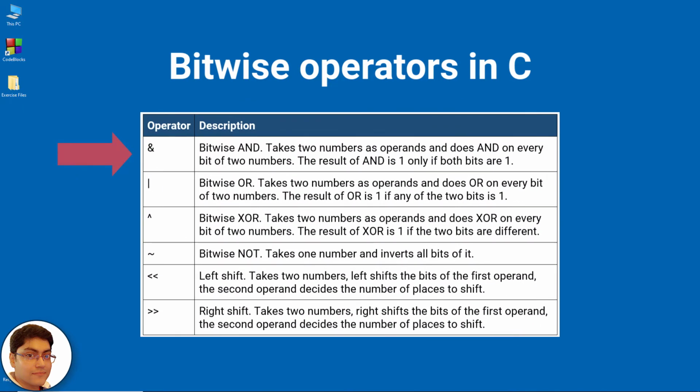First, bitwise AND takes two numbers as operands and does AND on every bit of the two numbers. The result of AND is 1 only if both bits are 1.